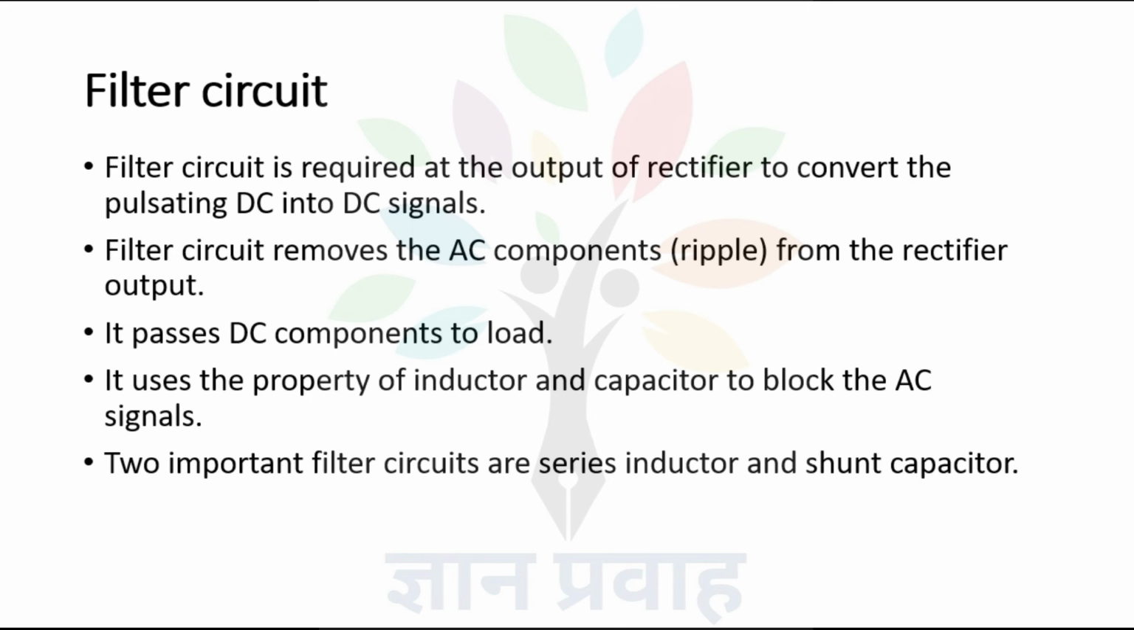So the filter circuit just passes the DC components. So we have to design the filter circuit which allows only DC components and removes the AC components from the input pulsating DC signal. The filter circuit uses the property of inductor and capacitor to block the AC signals. And there are two important filter circuits in electronics, and these are the series inductor filter circuit and the shunt capacitor filter circuit.